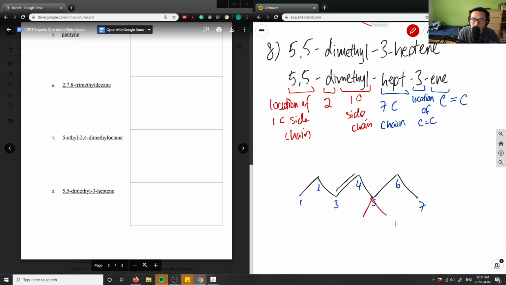So a lot of students, when they see 5,5-dimethyl, they just write an ethyl group like this. This here is an ethyl group. It is not a dimethyl group. So you have to make sure that both methyl groups are connected to carbon 5, just like this. This here is 5,5-dimethyl. I have 2 methyl groups. Again, this here is my first methyl group here, and my second methyl group like so. This entire structure is 5,5-dimethylhept-3-ene, and that's going to be my answer for number 8.